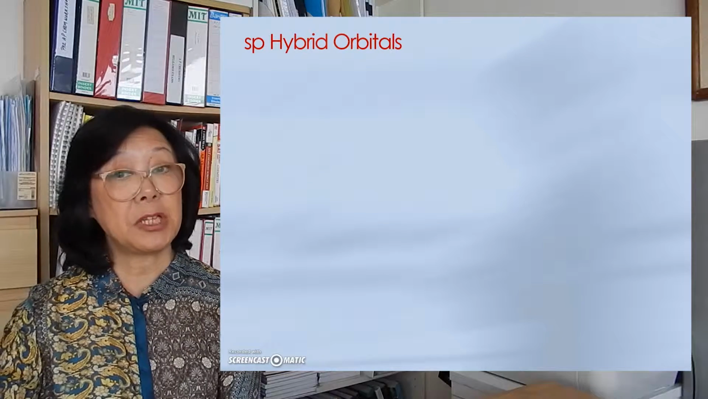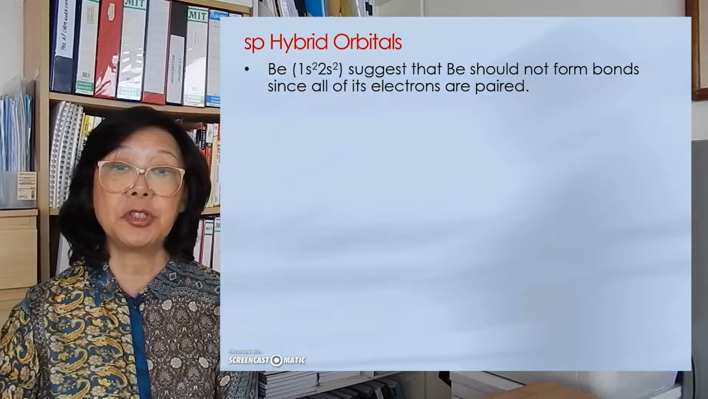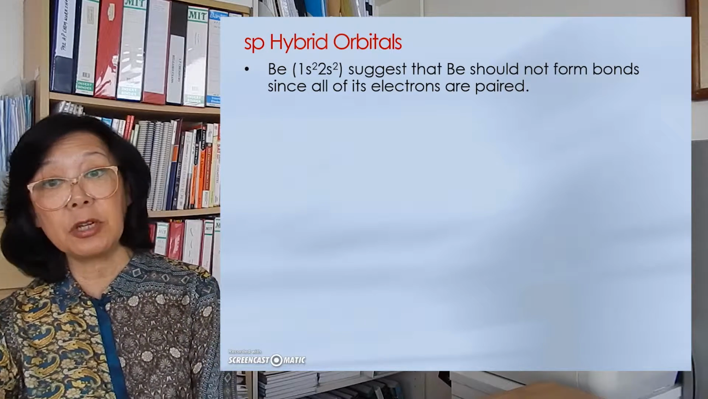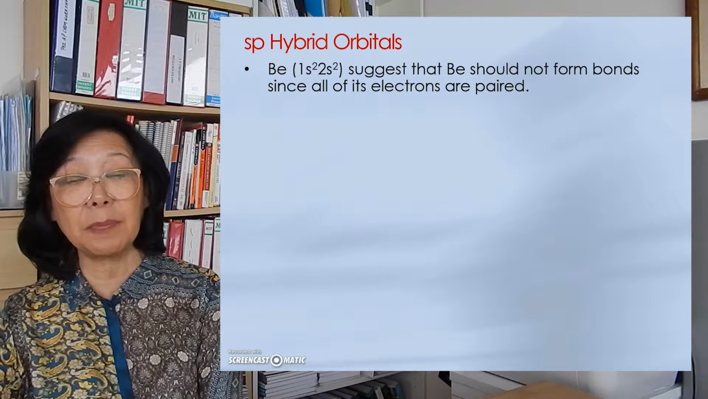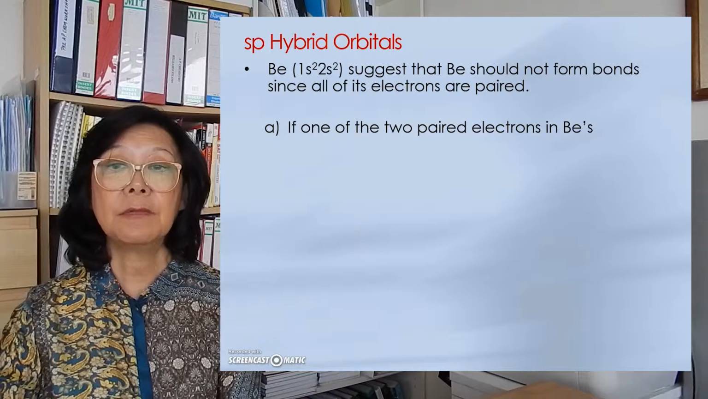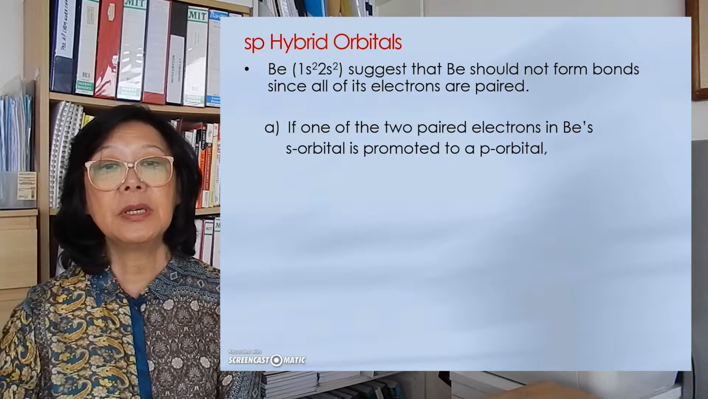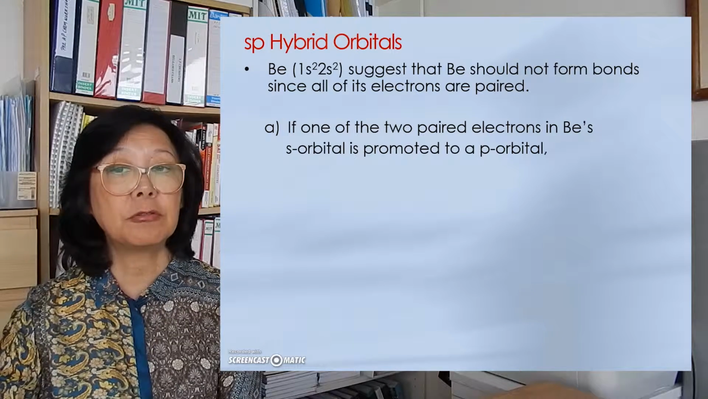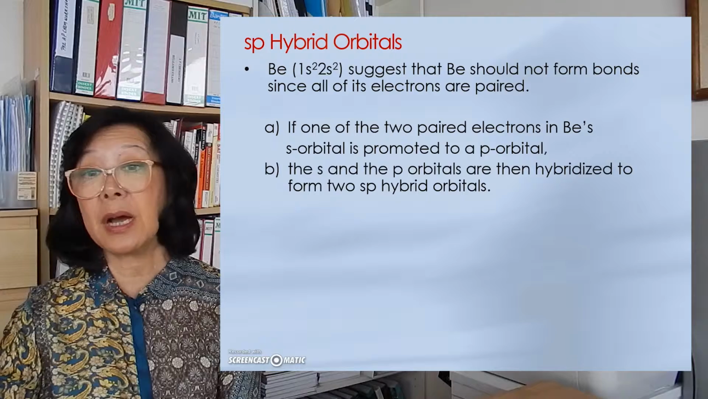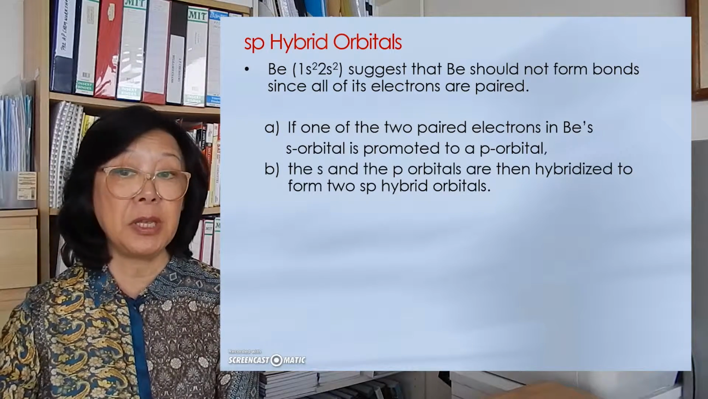I would like to begin with sp hybrid orbitals. Look at beryllium. It has 1s2, 2s2 electron configuration, meaning beryllium really should not be able to form any bonding at all because the 2s orbital is fully filled. Well, what if one of the two paired electrons in beryllium's s orbital is promoted to a p orbital? And then the s and the p orbitals are hybridized and mixed to form two new orbitals called sp.